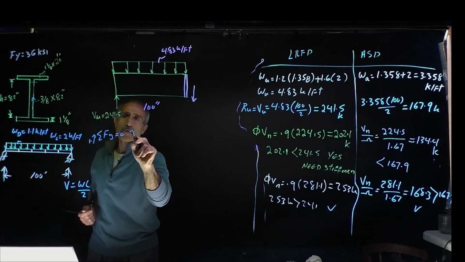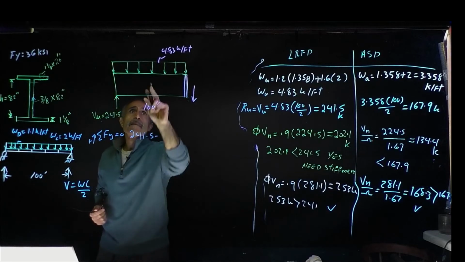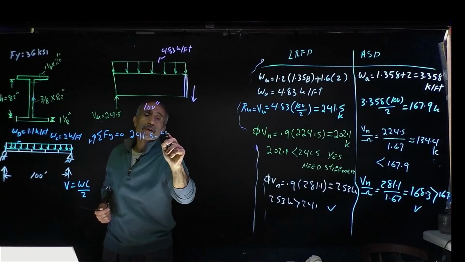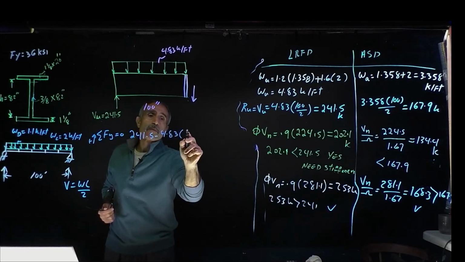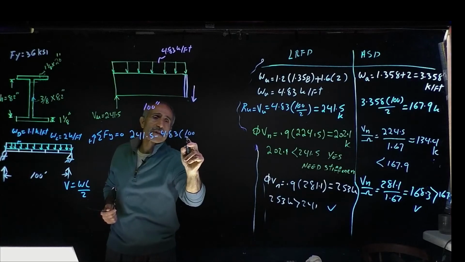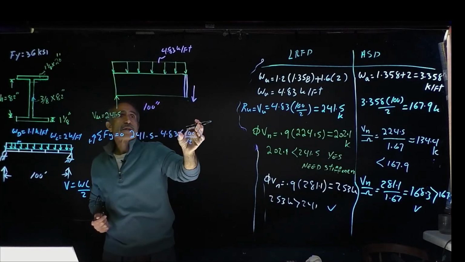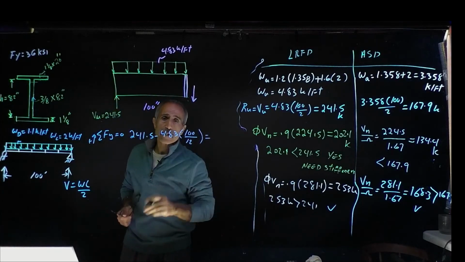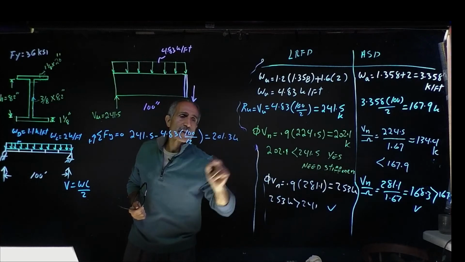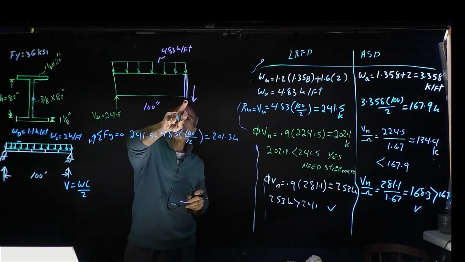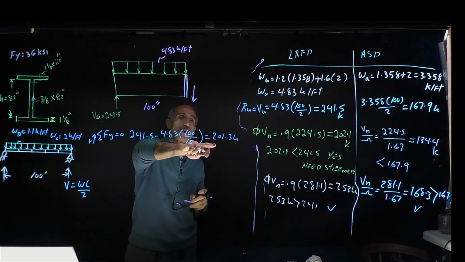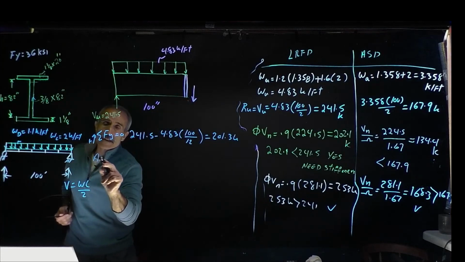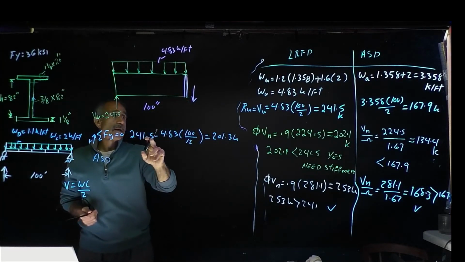I'm going to have 241.5 minus, make this a vertical force, so it's going to be 4.83 times 100 inch. That's per foot, so be careful. I got to divide this by 12, and that will give me the shear force right here in the middle, and plus this one, so it's going to become equal to 201.3 kip. So now our shear here is 201.3 kip. This was in load resistance factor design.